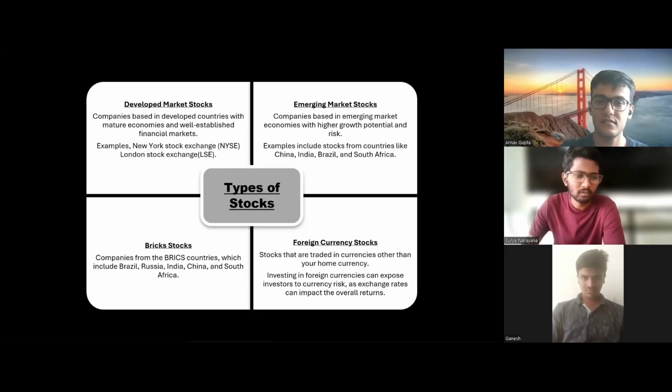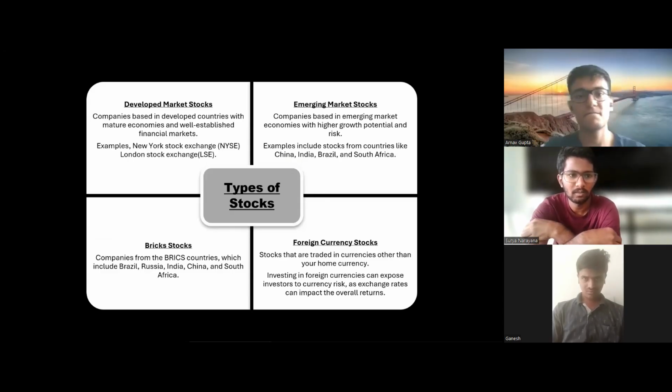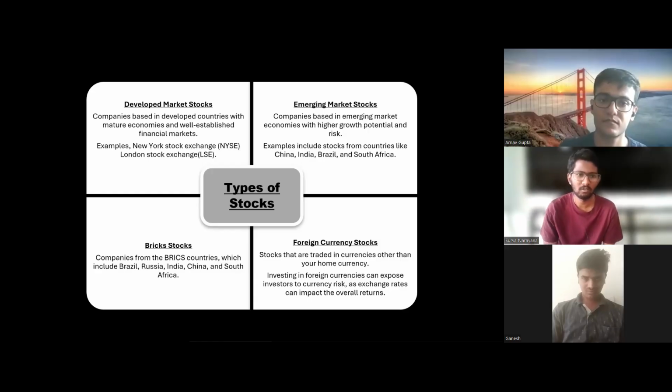These are the different types of stocks. Developed market stocks: companies based in developed countries with mature economies and well-established financial markets. Examples: New York Stock Exchange, London Stock Exchange.